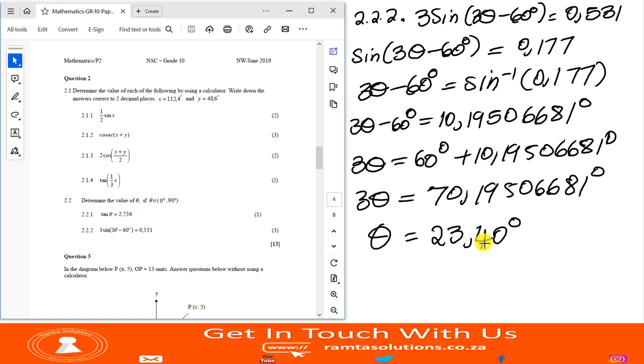Remember that this value that you got, you can also check if it will give you the right hand side. Let's check it. So this is 3 sine, since 3 theta is this, what is this?